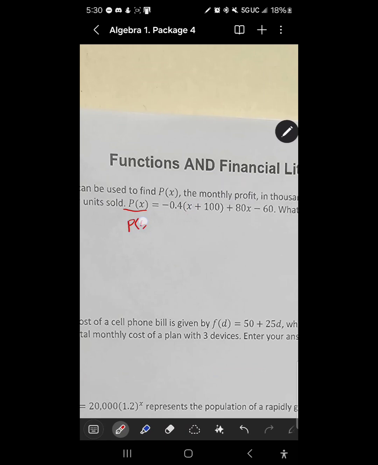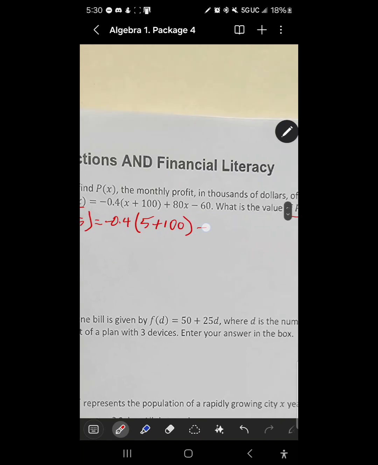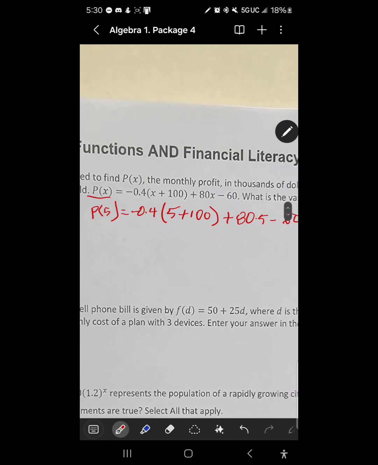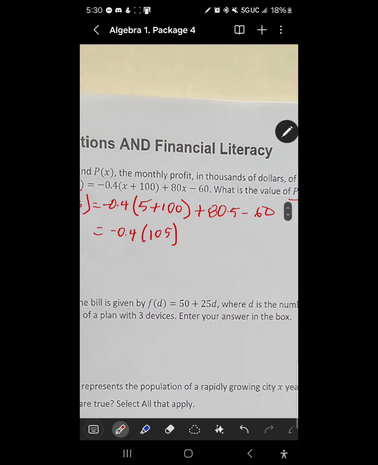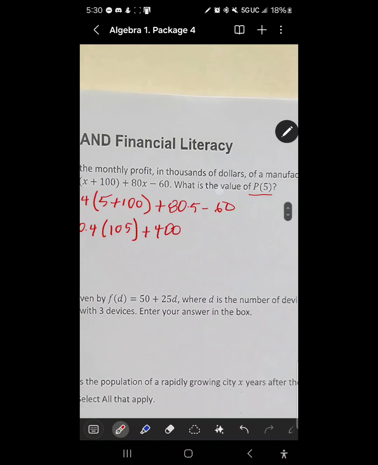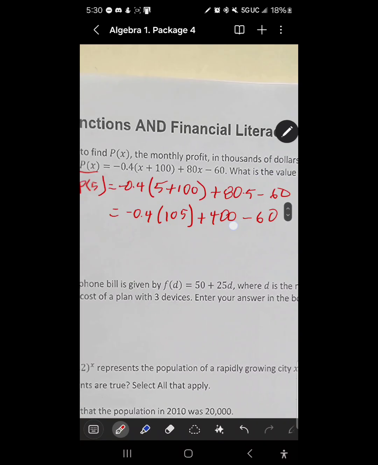So I have P(5), and this is going to equal negative 0.4 times (5 plus 100) plus 80 times 5 minus 60. So this will be negative 0.4, 5 plus 100, 105. Now, 80 times 5 is 400 and minus 60.